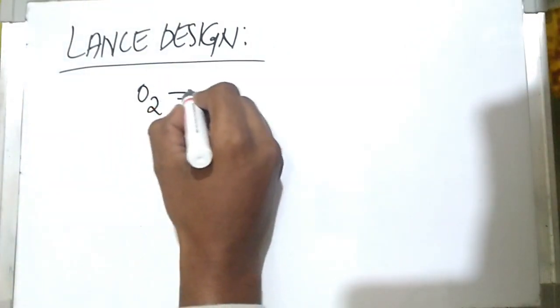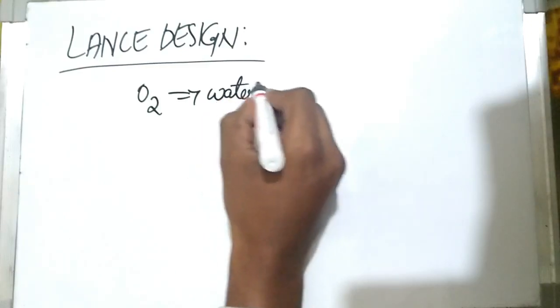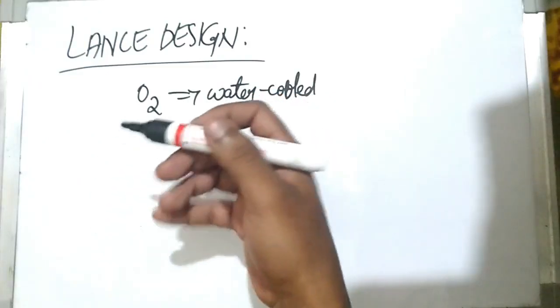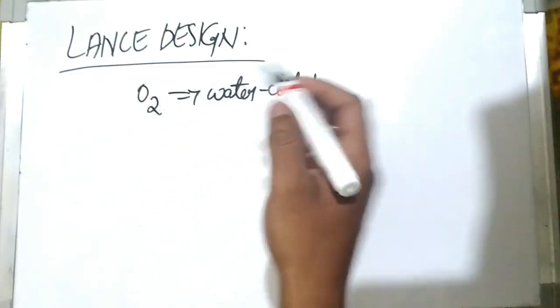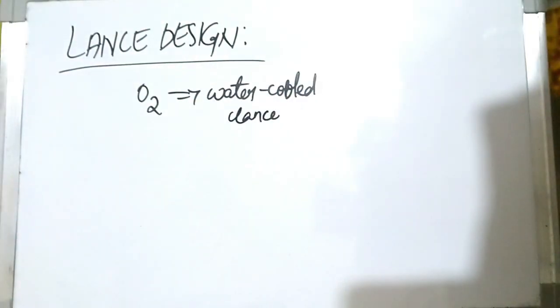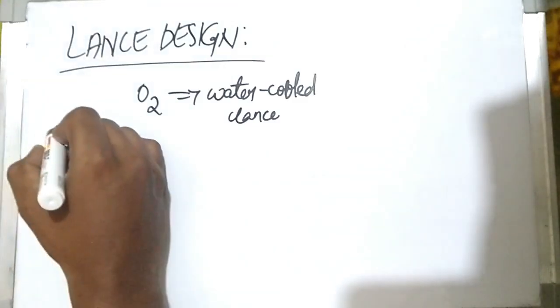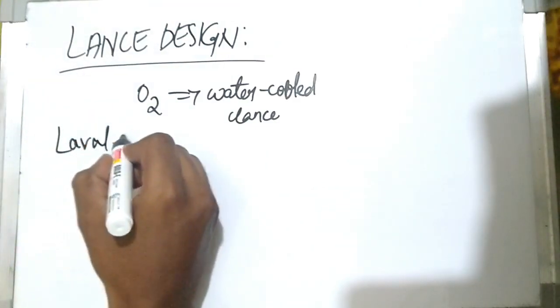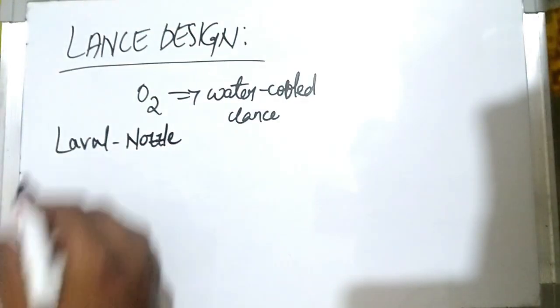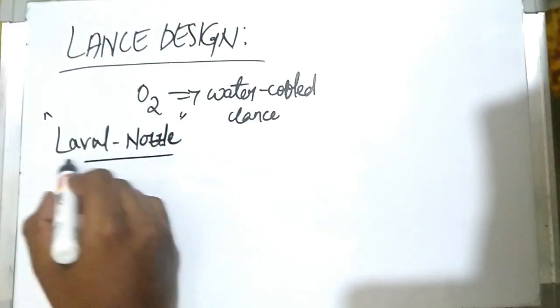As I just said, oxygen is supplied through a water cooled lance. It is water cooled to avoid defects like differential expansion and so on. We'll discuss those also. Through this water cooled lance, the oxygen is supplied into the hot metal, the tip of which is fitted with a nozzle known as a Laval nozzle. So a Laval nozzle is fitted at the tip of this cylindrical tube.